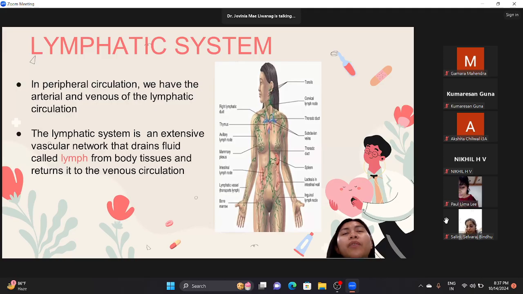The lymphatic system is in the peripheral circulation. We have both arterial and venous. The lymphatic system is an extensive network that drains the fluid called lymph from the body tissues and returns it to the circulation.